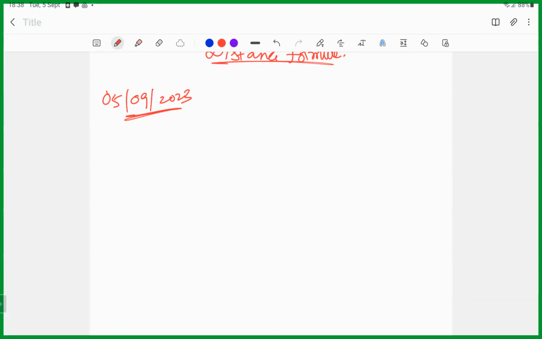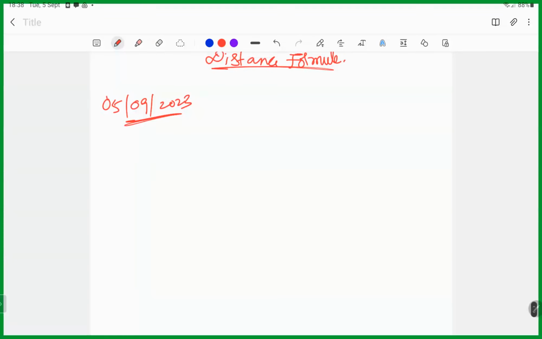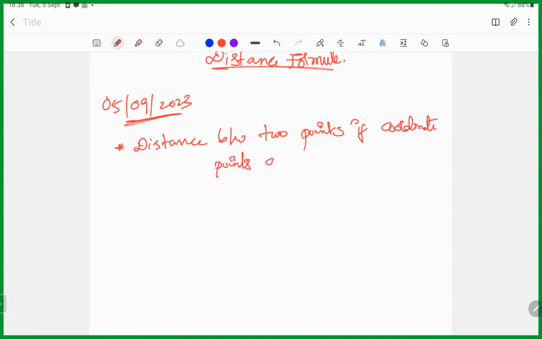So what are the things that we learn using coordinate geometry here, Rohit? What are the three things? Distance between two points, if the coordinates of the points are given, right? Second thing is, if three coordinates are given, then by joining, we can form a triangle, right? And then we can calculate the area of the triangle.